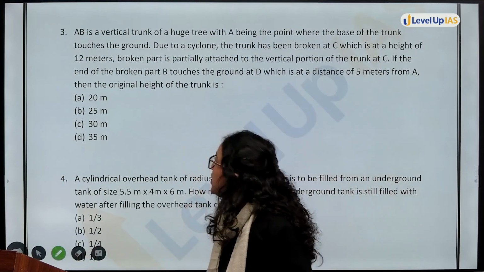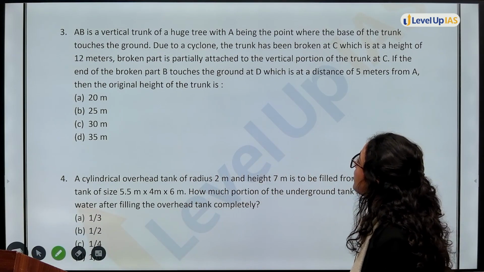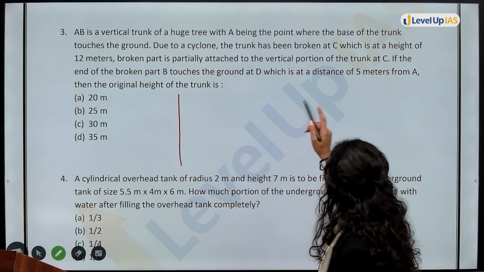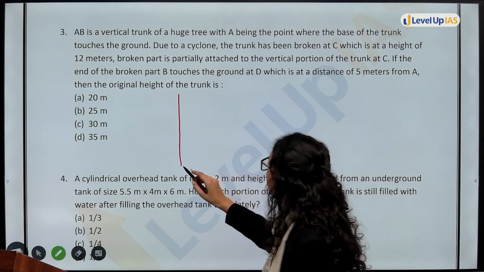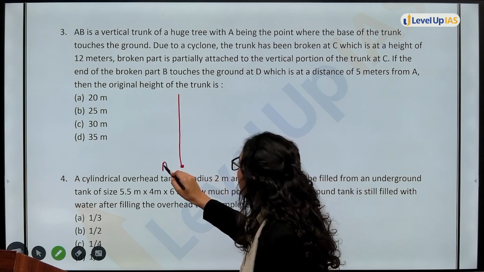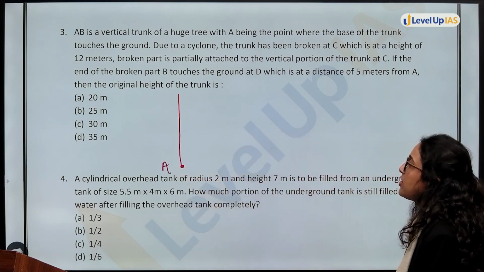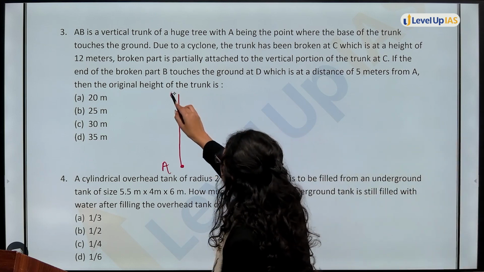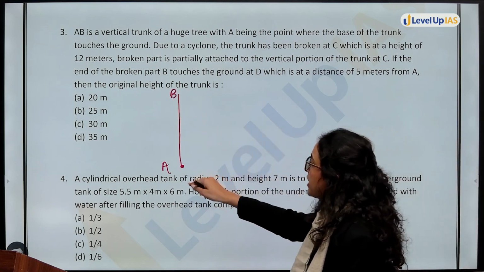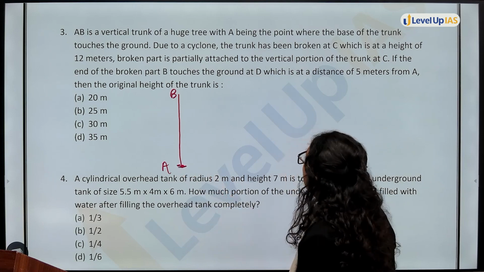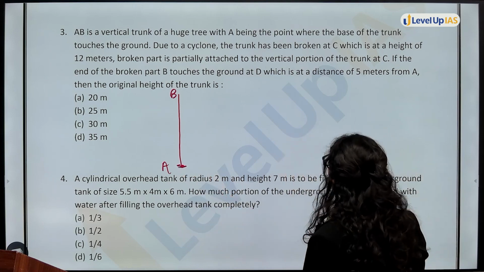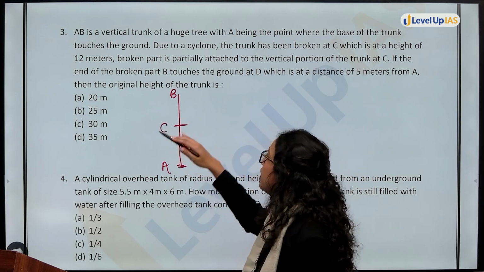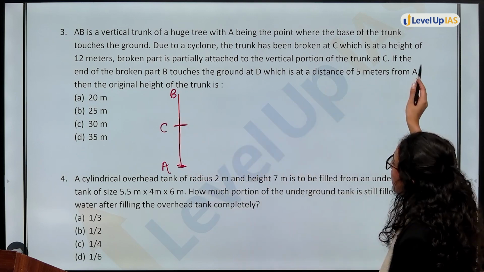So question is, AB is a vertical trunk of a huge tree, A being the point where base of trunk touches the ground. Due to the cyclone, so ये vertical trunk है AB, ठीक है? A point है जहां पर ये ground पे touch हो रहा है. Due to a cyclone, the trunk has been broken at C. So C point पर ये टूट गया, and which is at a height of 12 meters.